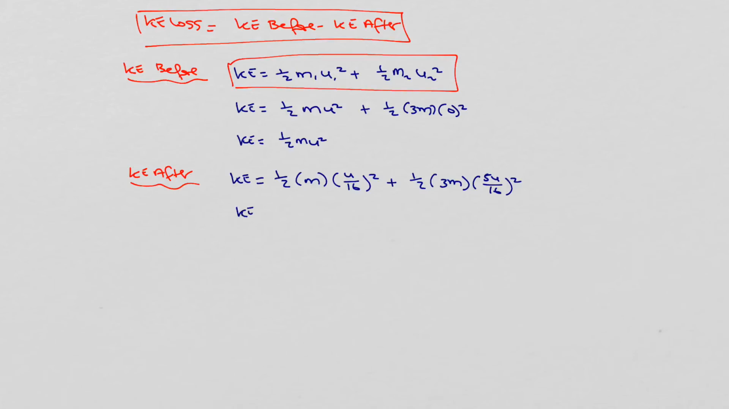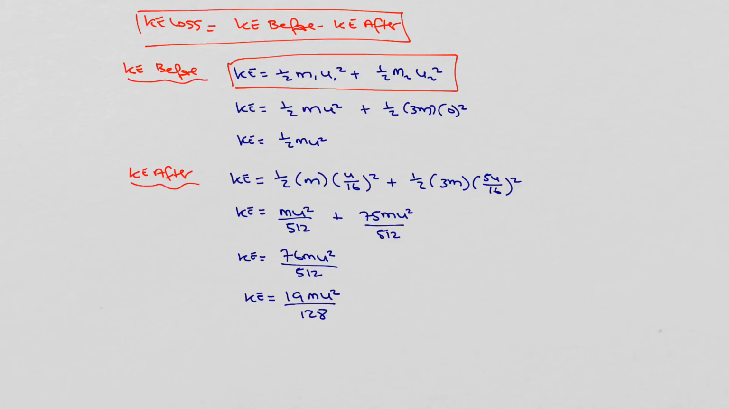If I simplify that, that gives me m u squared over 512 plus 75 m u squared over 512. They have the same common denominator, so I can just add the tops, which gives me 76 m u squared over 512. And that simplifies down to give me 19 m u squared over 128.